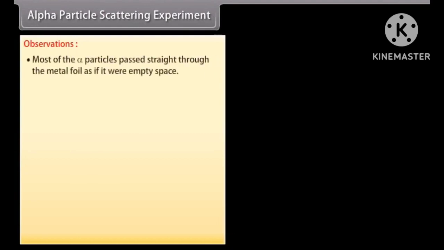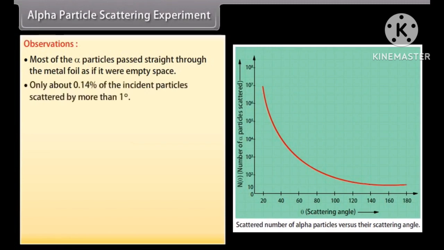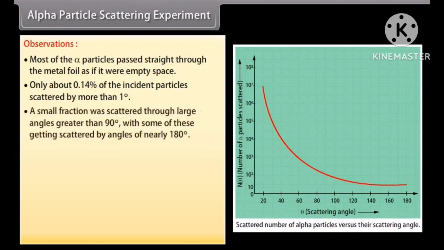Observations. Most of the alpha particles passed straight through the metal foil as if it were empty space. Only about 0.14% of the incident particles were scattered by more than 1 degree. A small fraction were scattered through large angles greater than 90 degrees, with some of these getting scattered by angles of nearly 180 degrees.